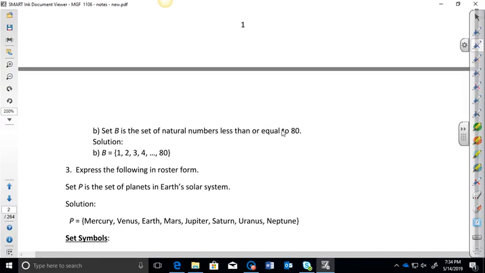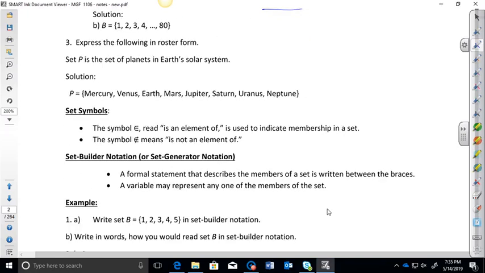Express in roster form. Set B is the set of all natural numbers less than or equal to 80. So we write all natural numbers starting from 1 all the way to 80. I didn't want to write the whole thing, so I put those 3 dots in the middle. It's 1 through 80 because it's less than or equal to. Set P is the set of planets in Earth's solar system. There it is.